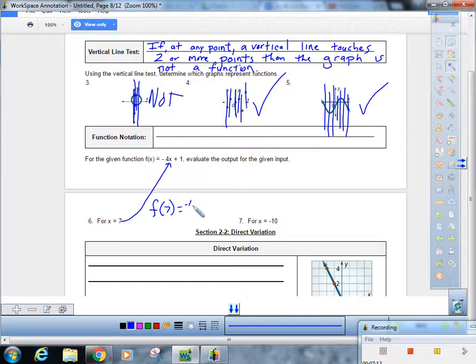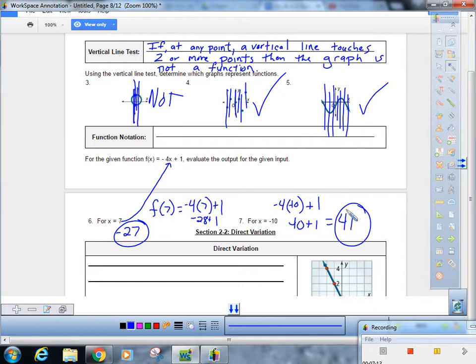So it's negative 4 times 7 plus 1. That's negative 28 plus 1. So the answer is negative 27. Okay? Put in a negative 10. A negative 10 times a negative 4 is a positive 40 plus 1. And the answer is 41. Moving right along.